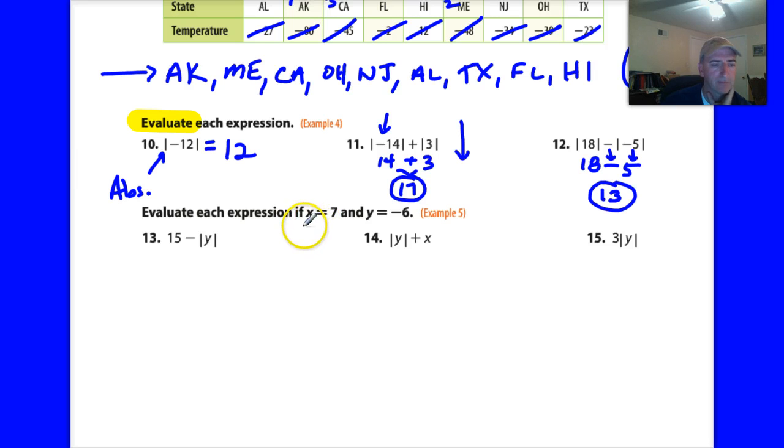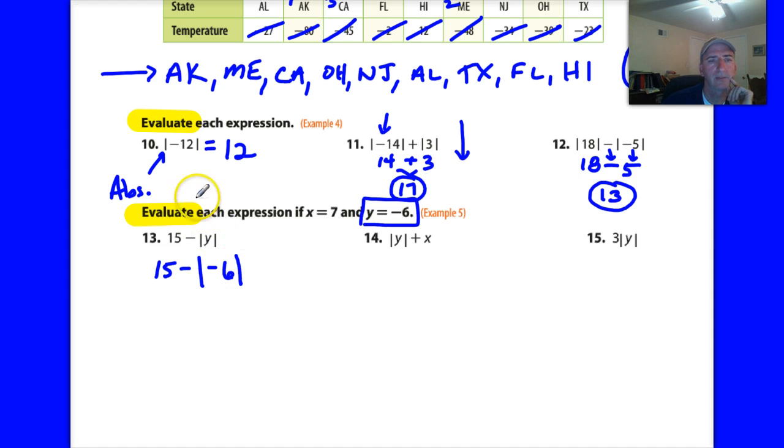Well, let's wrap this assignment up here with this last group that says evaluate each expression. Okay, there it is again, evaluate. You know what that is? Work that thing down to one number. So here we go. This says 15 minus the absolute value of y. Notice what y is. Y is negative 6. Okay, so that means 15 minus the absolute value of negative 6 is what that question says.